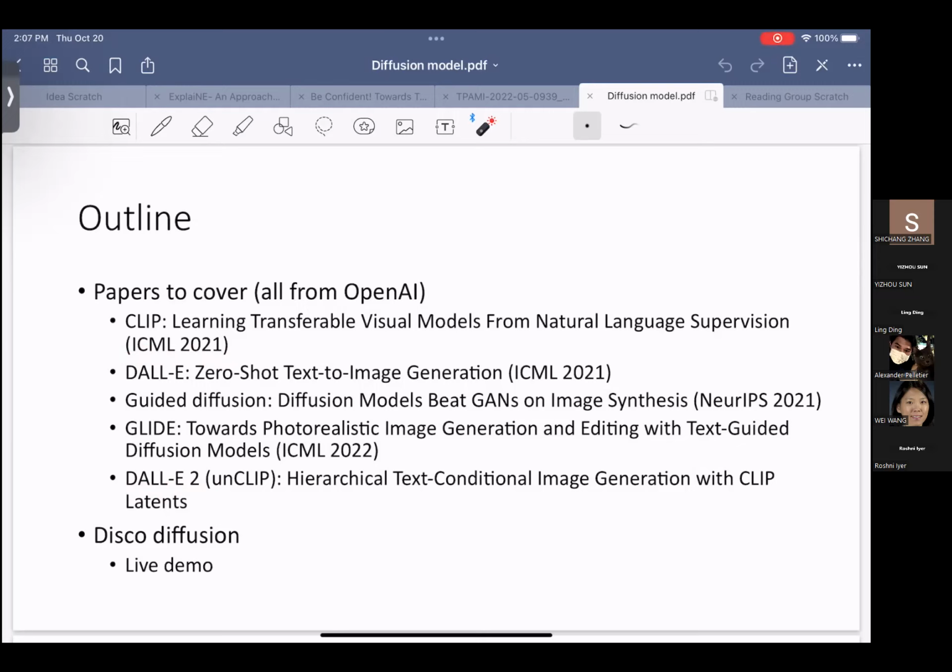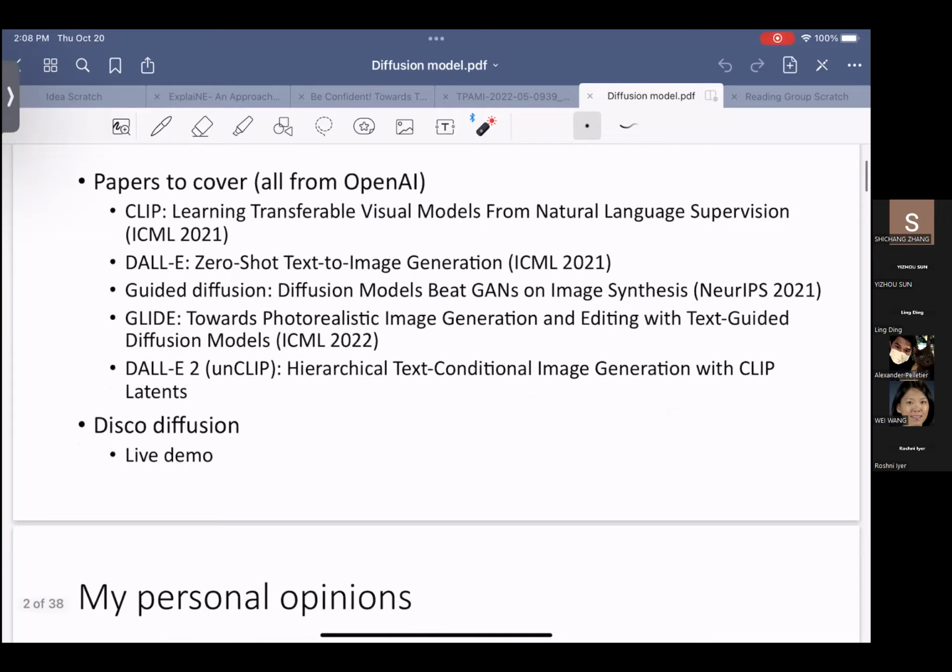At the end, I plan to do a live demo using this Disco Diffusion model to actually generate some images. Maybe I can collect some ideas for text prompts from the audience, and we can generate some images on our own. We will look into video generation in later reading groups.